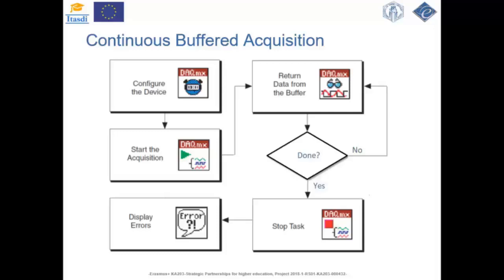And as you can see, after we configure the device and start the acquisition, we go into a loop that constantly checks if we want to keep acquiring data and return it from the buffer. And until we choose to stop the task, it will keep acquiring this data constantly. After we choose to end the task, the stop task VI is called and it stops the acquisition, and that will end the program.